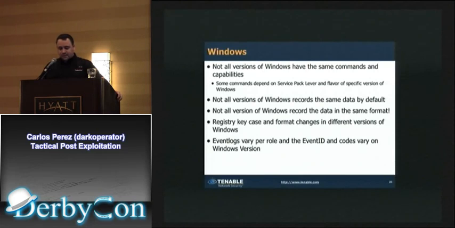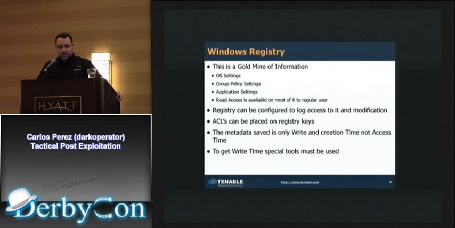So that makes event log a really good target. The registry is a goldmine of information. You can get all of the OS settings for the box. You can get group policy, application settings, application lists. The registry is a complete goldmine. And one of the things I like about the registry is I can read whatever I want in a box, more than likely through the registry, and I will not raise any flags.